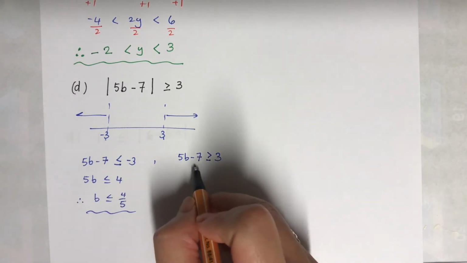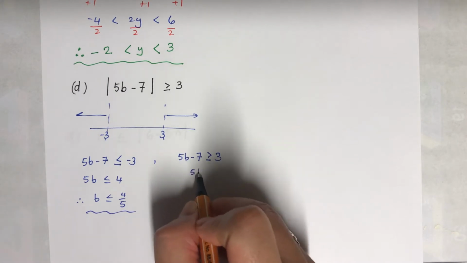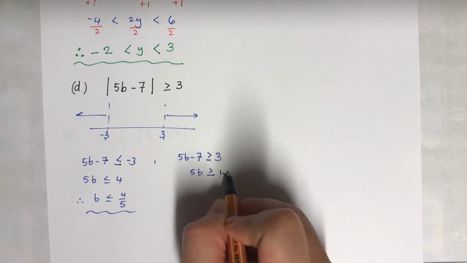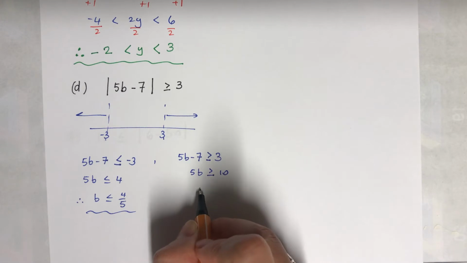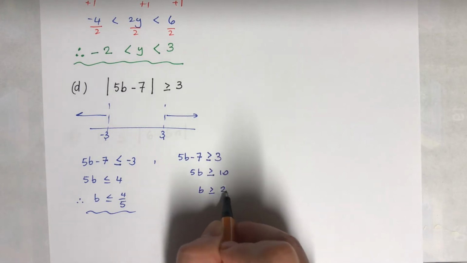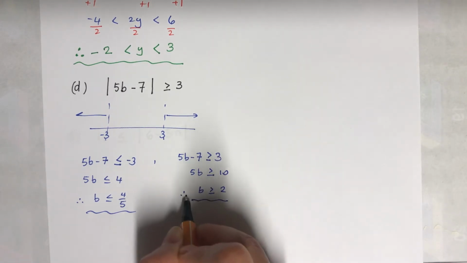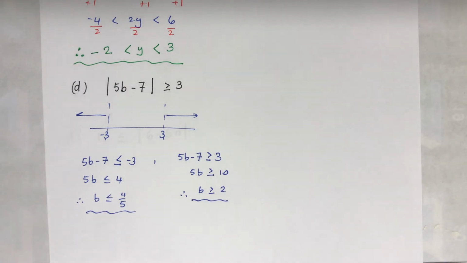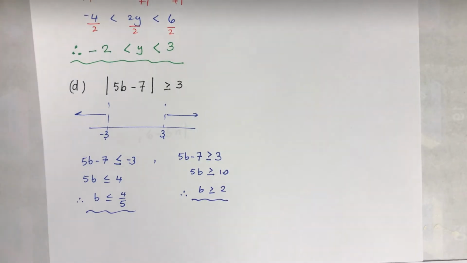And here, same thing, plus 7, plus 7, divided by 5, divided by 5. So that's what I've got. Okay, so that's what we have.